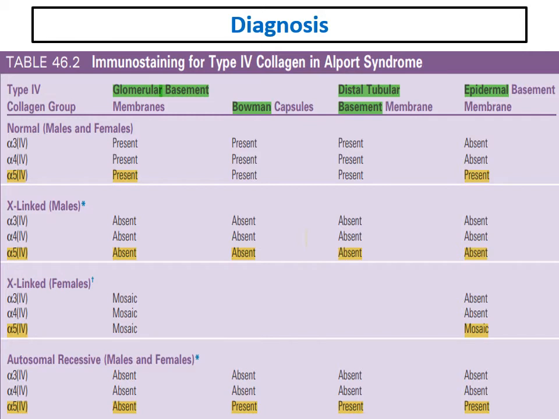What about the diagnosis? Very crucial part of our lecture. We'll start with this because we will need it in the next slide. What about the immune staining of type 4 collagen? Type 4 collagen, as we said, has six chains, alpha 1, alpha 2, up to alpha 6. But the mutations here are in alpha 5 in the X-linked form of Alport, and in the autosomal recessive and autosomal dominant forms they are in alpha 3 and alpha 4.